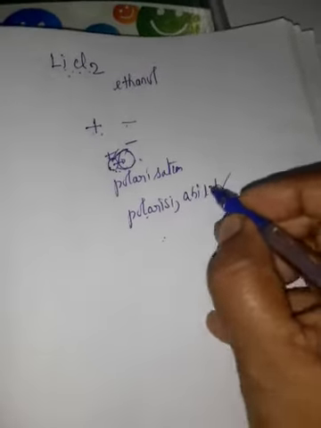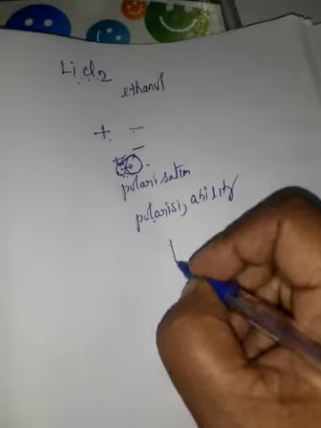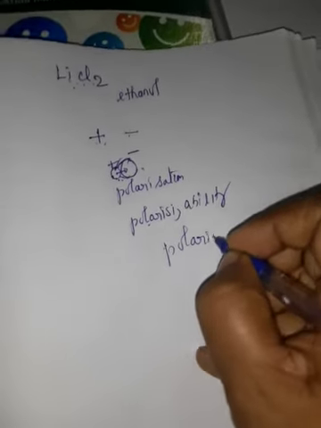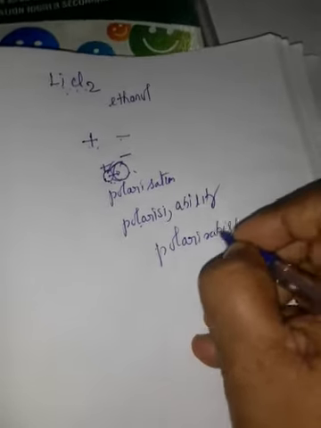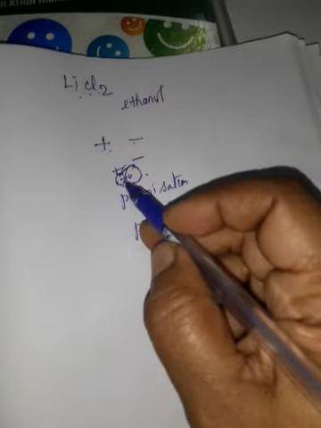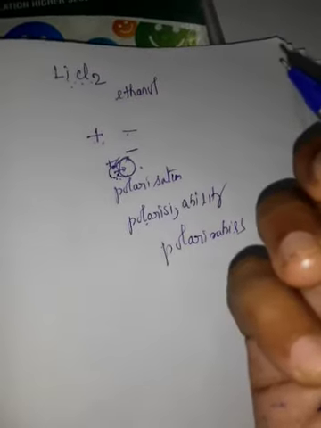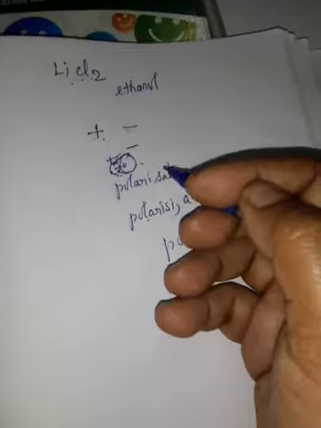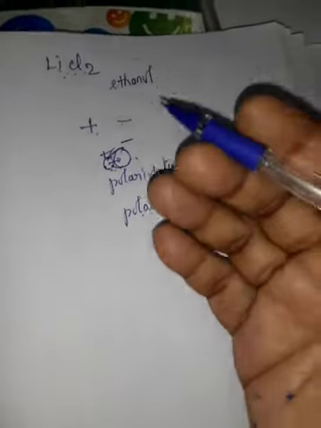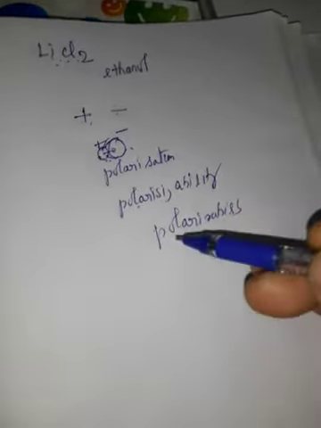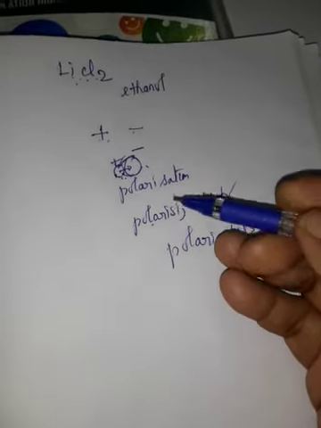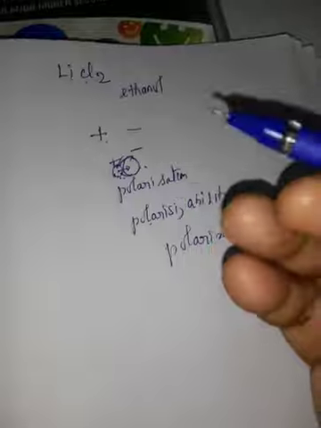This is called polarizing ability. The anion's tendency is called polarizability. Both are different. The cation has the capacity to polarize an anion, called polarizing ability. The anion has a tendency to get polarized, called polarizability. This can be explained by Fajan's rules. There are three rules.